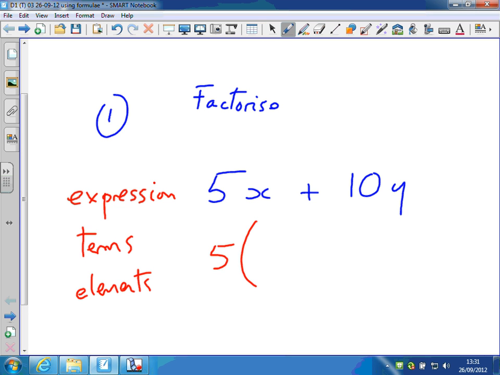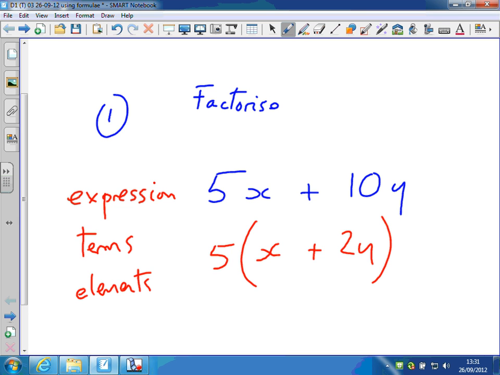So what does factorize mean? It means put in brackets by taking out a common element. Now, people are often stumped on what goes in the bracket. So what you do is you ask yourself the question, what have I got to do to the 5 to get 5x? Times by x. So that's what's in the bracket. Plus, what have I got to multiply 5 by to get 10y? 2y. Done. Factorized. Okay?